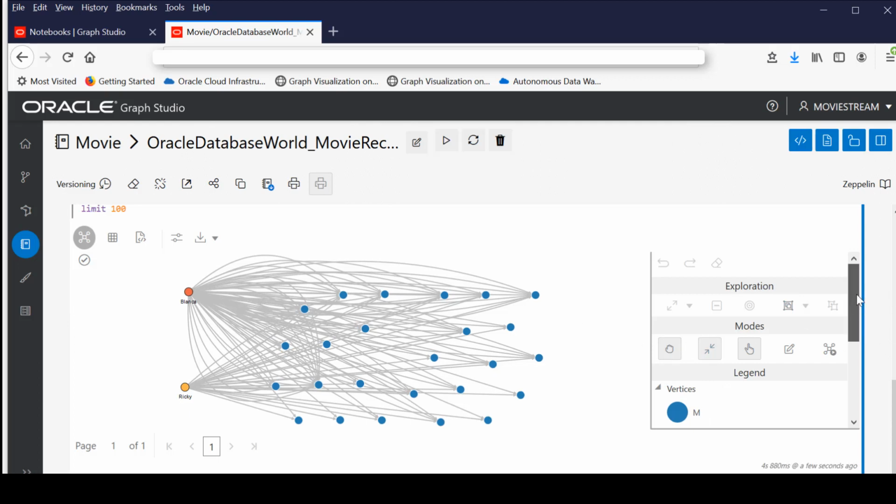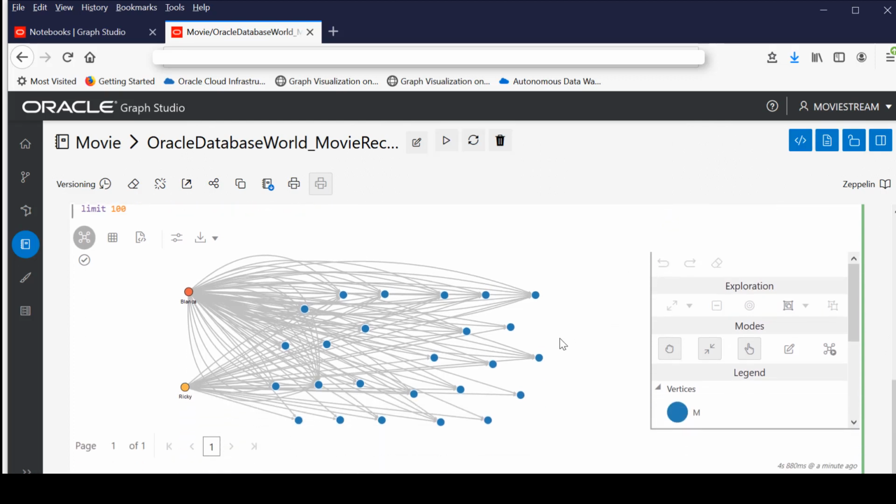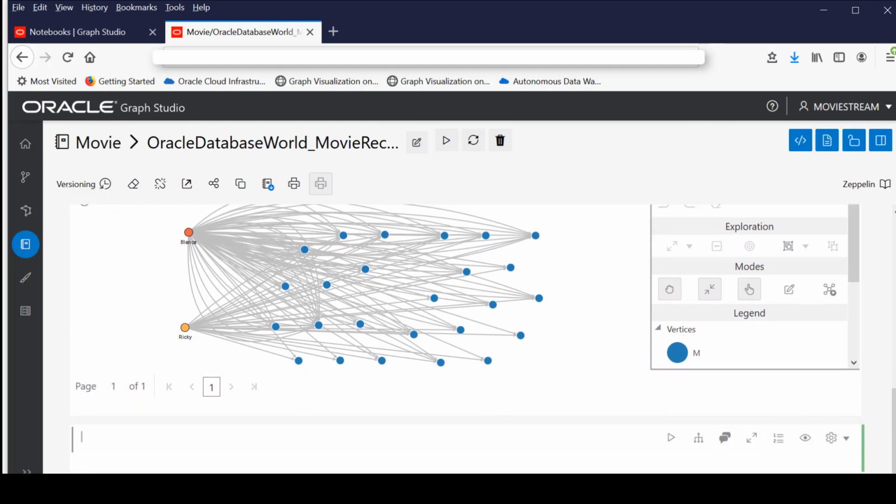So this is a graph where we're just saying, okay, here are all the movies that both Ricky and Blanca have watched, and this is the match pattern that specifies that you have M representing the movie vertex, and then you have edges on these customers pointing to these movies.